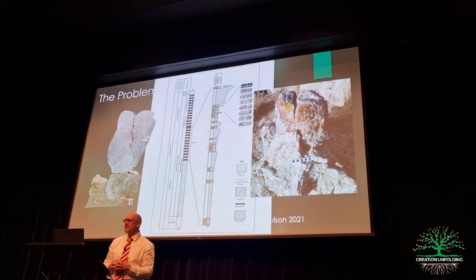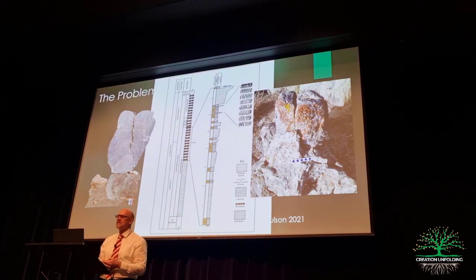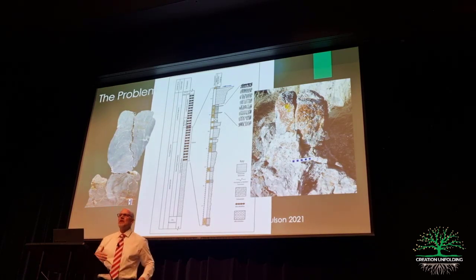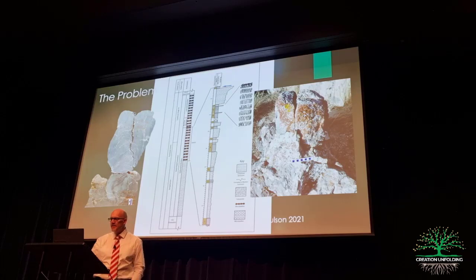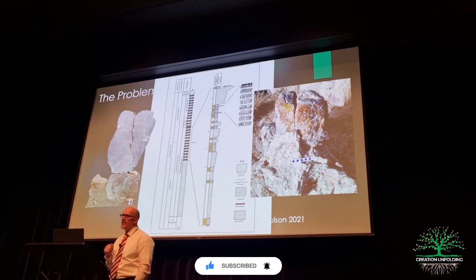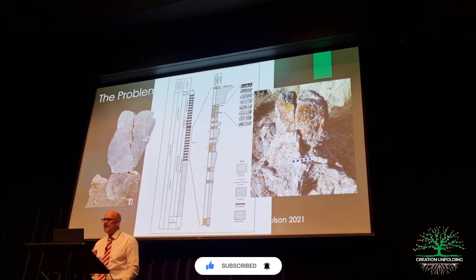Now, the problem is that there are thousands and thousands of these ancient stromatolites in growth position just above the Great Unconformity in sediments that were apparently deposited in the flood. So here is an example of a geologic column. This geologic column is one that I drew up from my research site in Utah.